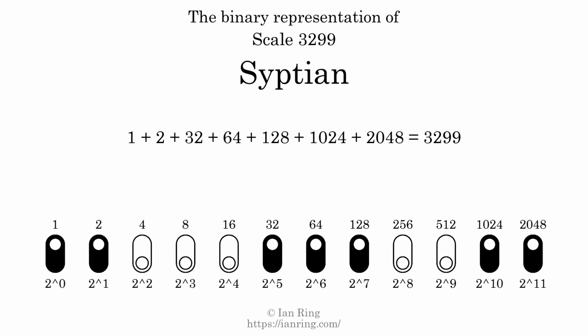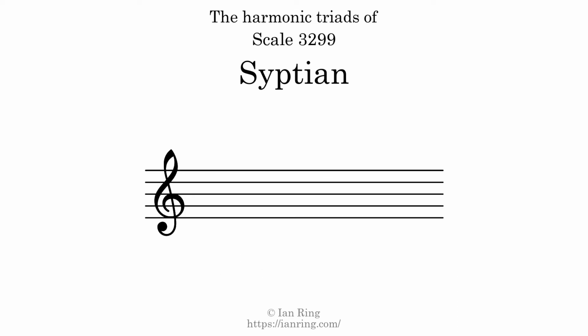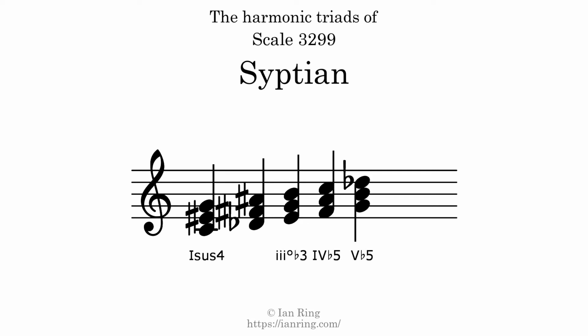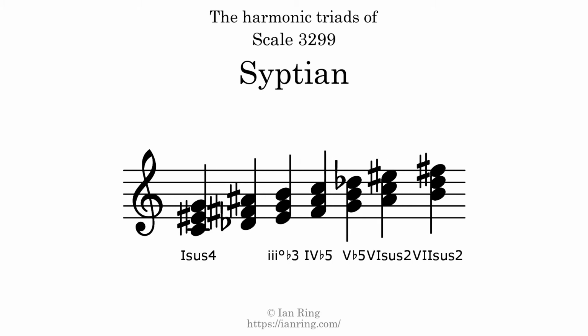The scale number not only enumerates the scale with a unique index, but it also literally describes the tonal content of the scale. Represented as a binary number in base 2, the scale number is 110011100011. Here are the harmonic triads present in this scale. sus4, unnamed, diminished flat 3, major flat 5, major flat 5, sus2, sus2.